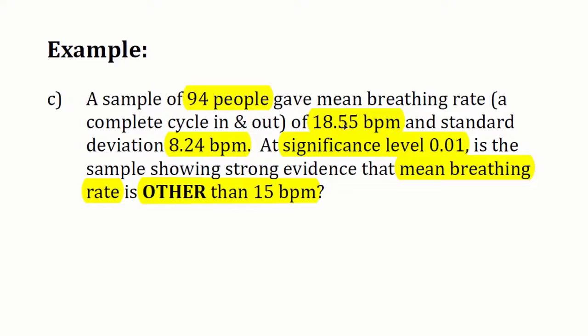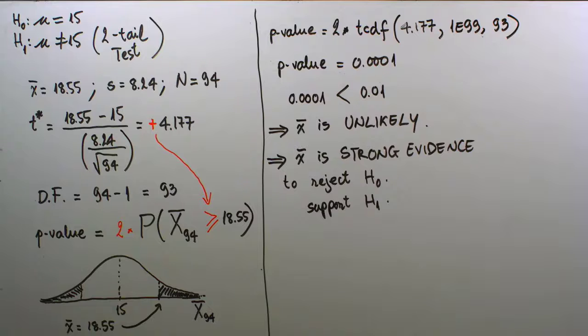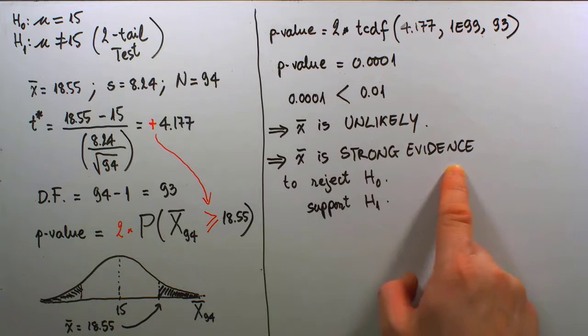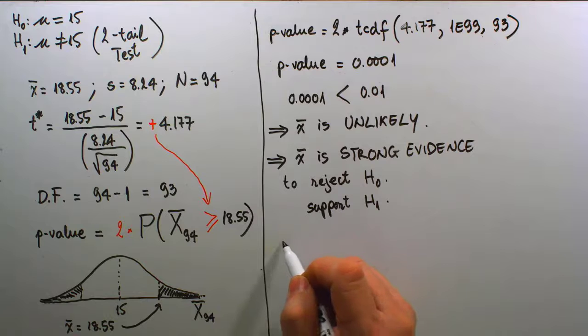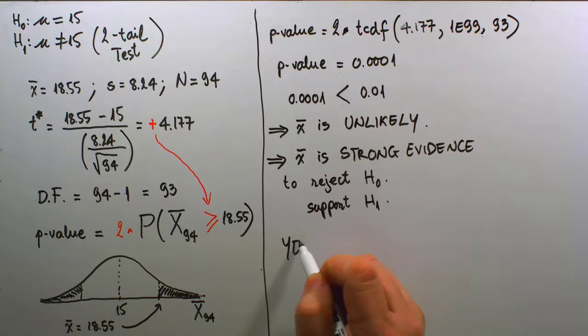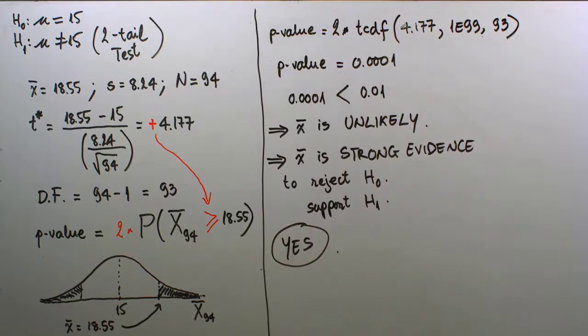And the question of our testing hypothesis problem is ultimately a yes or no question. Again, is the sample showing strong evidence? And so just now, apparently, we have proven that x bar as the sample is showing strong evidence. And so ultimately, the answer to this question as a yes or no, it is yes, because we had strong evidence.